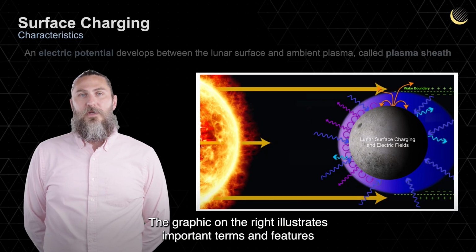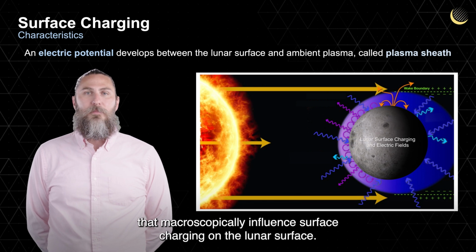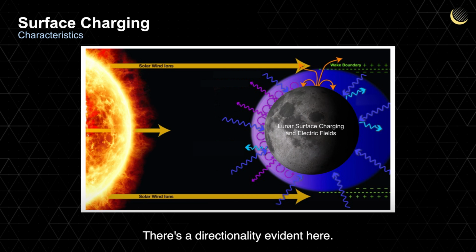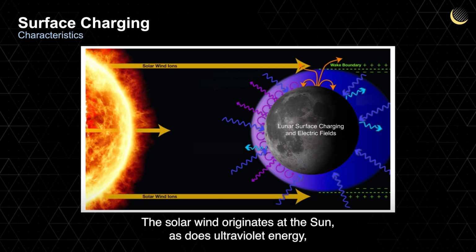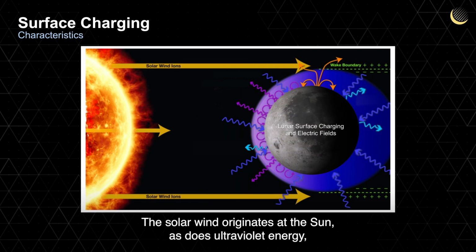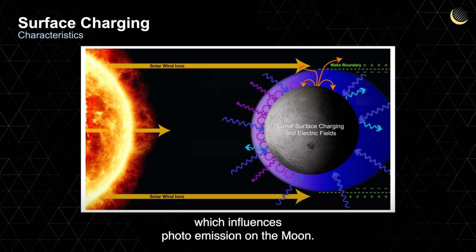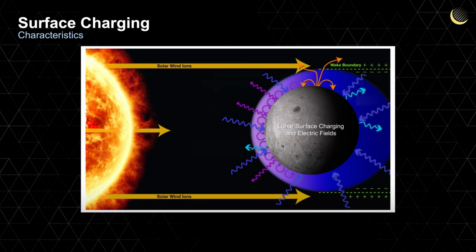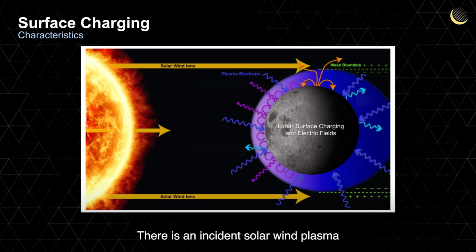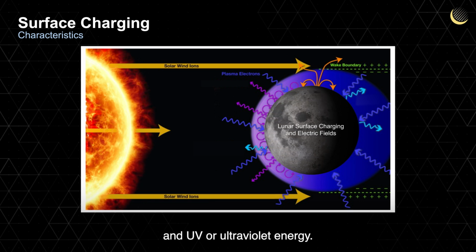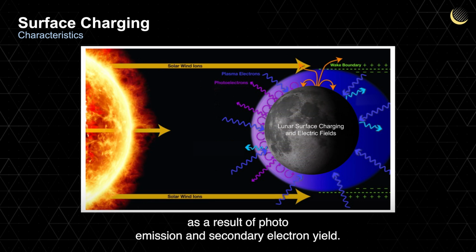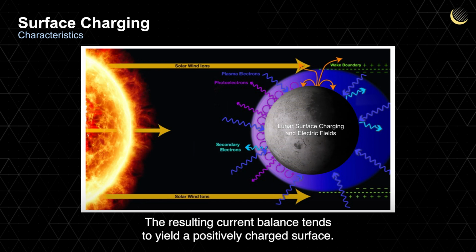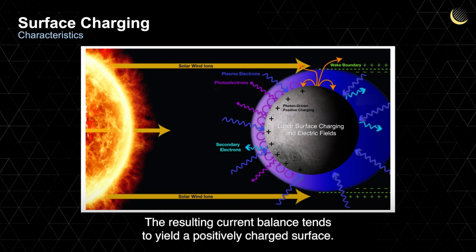The graphic on the right illustrates important terms and features that macroscopically influence surface charging on the lunar surface. There's a directionality evident here. The solar wind originates at the Sun, as does ultraviolet energy, which influences photoemission on the Moon. It means macroscopically, on the sunward-facing lunar surfaces, there is an incident solar wind plasma and UV, or ultraviolet energy. There are also charged particles leaving the surface as a result of photoemission and secondary electron yield. The resultant current balance tends to yield a positively charged surface.